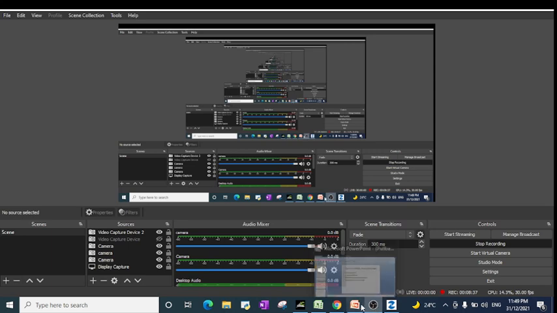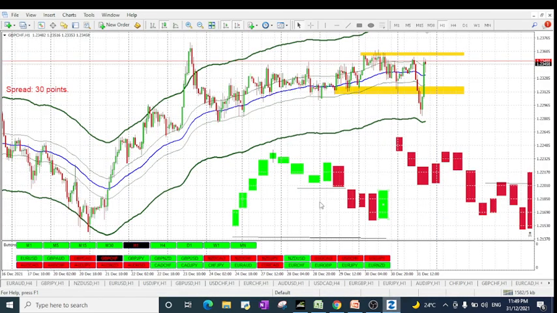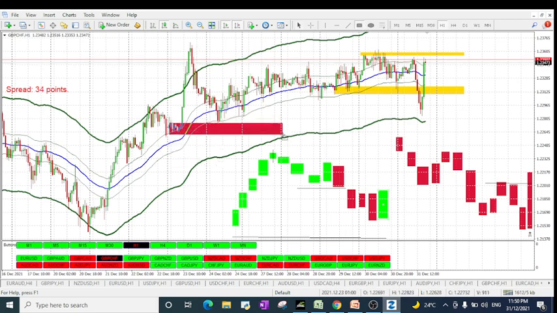Then another type of pullback is a pullback to a support or resistance level. It's pretty simple. Looking on the chart, this is a perfect example. Market rallied, pulled back, rallied, pulled back, rallied, pulled back all the way to this support, see, and started to go up.